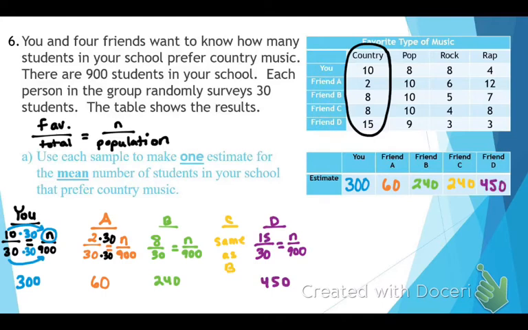450. For problem A, it says use the sample to make one estimate. So I don't want all of these different numbers right here. I only want one estimate to find the mean number of students in my school that prefer country music. The first thing I have to do is put all of these numbers in order from least to greatest. So we've got 60. If you would, stick that directly underneath where it says U, that box. And underneath friend A, we'll put 240. 240 again. What's the next one, guys? 300, and then finally 450.